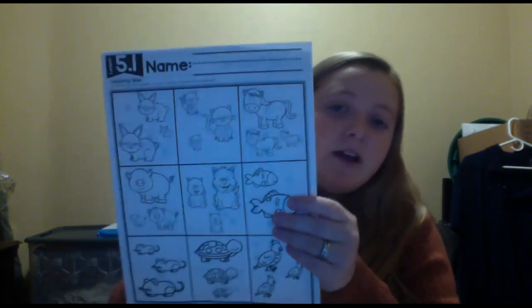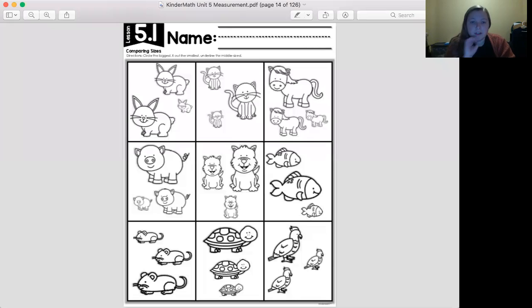So again, please find 5.1 and a pencil. All right, my friends, you should have the 5.1 worksheet out and a pencil. If you don't have that, just pause real quick until you have those two things, okay? So, like we did on my whiteboard, the directions say we are going to circle the biggest, put an X on the smallest, and underline the middle size, okay? So let's get started, okay?